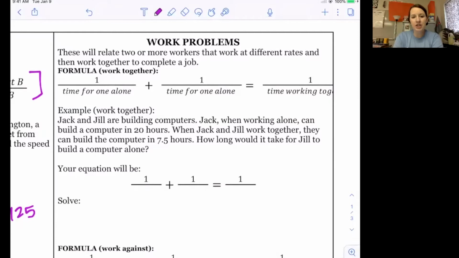So Jack and Jill are building computers. Jack, when working alone, can build a computer in 20 hours. When Jack and Jill work together, they can build a computer in 7.5 hours. How long would it take for Jill to build a computer alone?